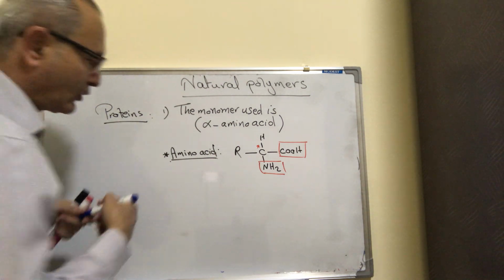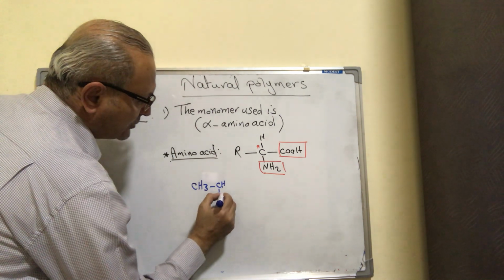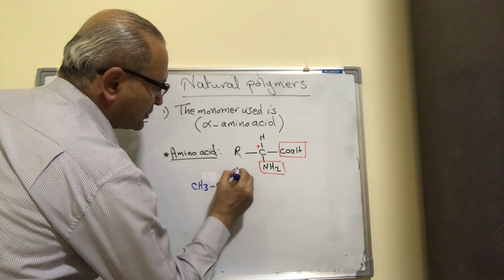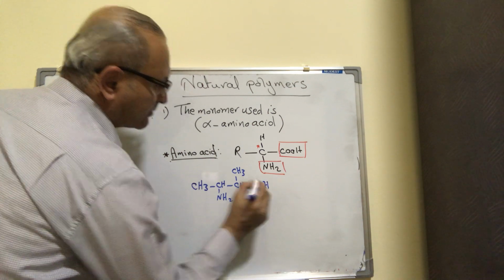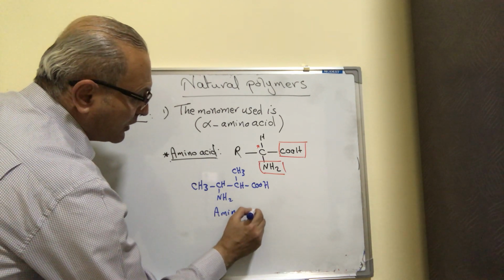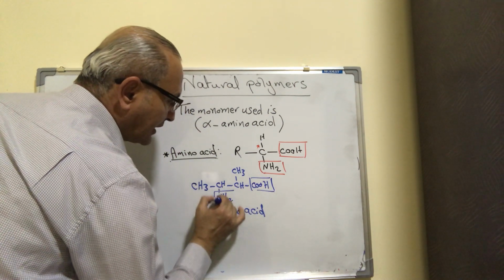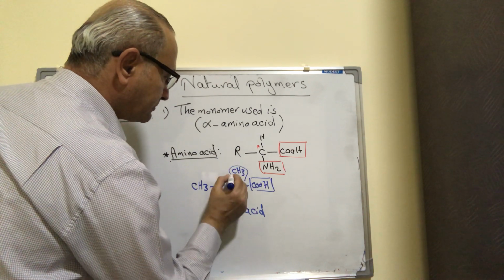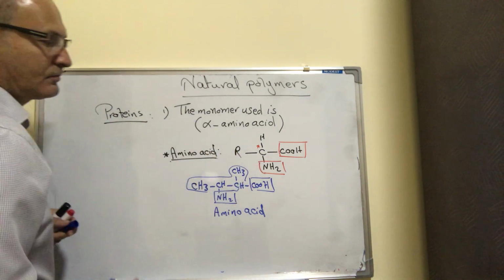For example, suppose that I have CH3, CH, NH2, CH, CH3, COOH. It is amino acid. Why? Because the conditions of the amino acid are found here. What is it? COOH, NH2, H here, and R group here, and the H, and the R group.